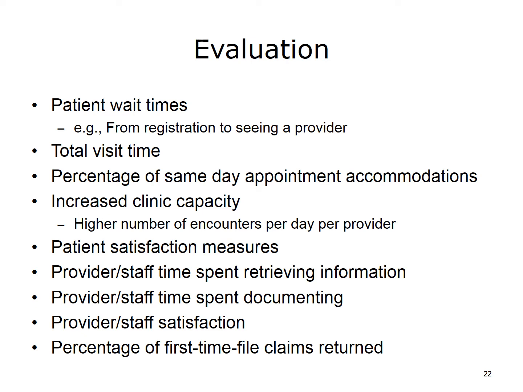Some examples of things that can be measured to evaluate a process change include patient wait times, for example, from registration to seeing a provider, total visit time, percentage of same-day appointment accommodations, increased clinic capacity, higher number of encounters per day per provider, patient satisfaction measures, provider or staff time spent retrieving information, provider or staff time spent documenting, provider or staff satisfaction, and percentage of first-time filed claims returned. The value gained from the evaluation must be weighed against the effort required to collect the data for the evaluation. Vendors should be questioned about data available for evaluation of planned process changes.